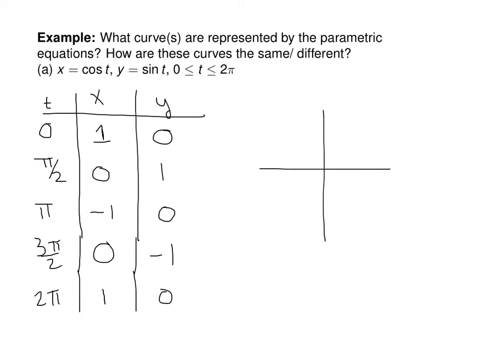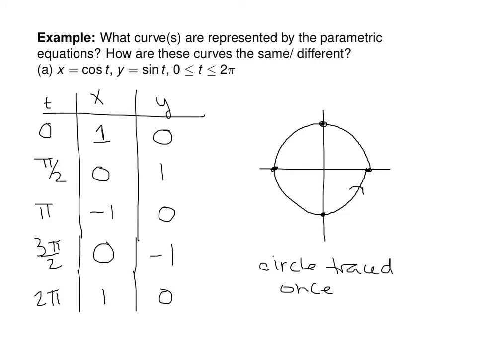So what we have here is 1, 0 is the first point. 0, 1 is the second point. -1, 0, sorry. 0, -1, then back to 1, 0. So these curves parameterize one revolution of the circle. So we have a circle traced once counterclockwise.